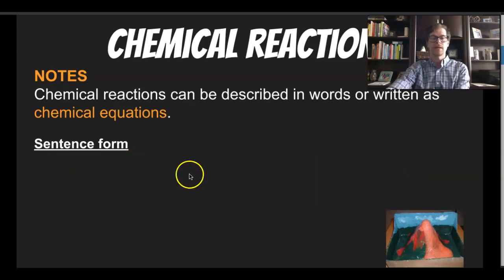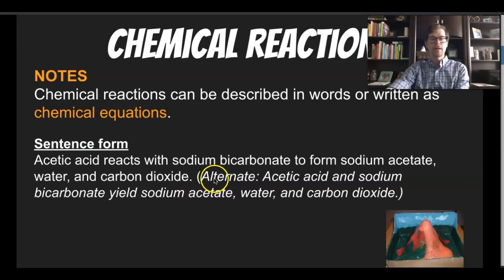Those are our products. An alternative way of writing the same thing is to say acetic acid and sodium bicarbonate yield. Sometimes we read the arrow in a reaction as yield sodium acetate, water, and carbon dioxide.